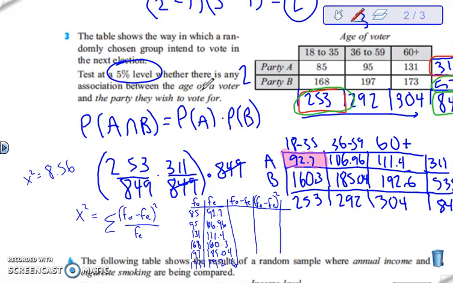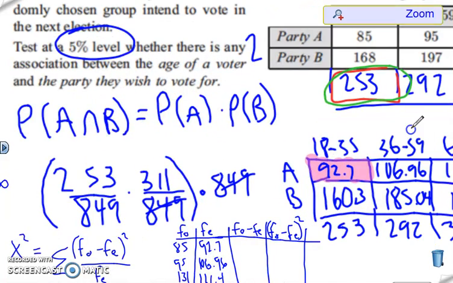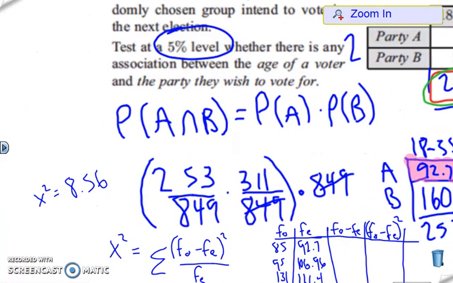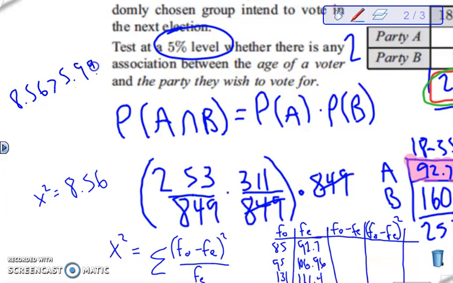So, for our last step, 8.56 is greater than 5.99. So they are not independent variables.